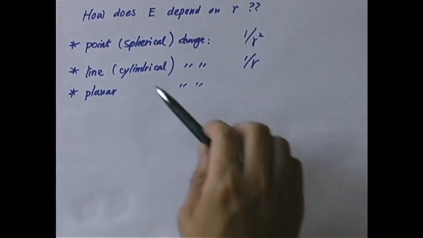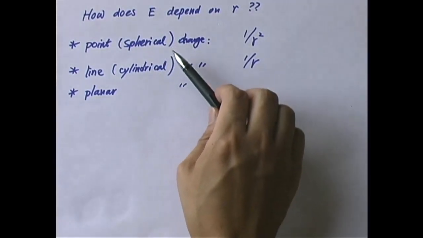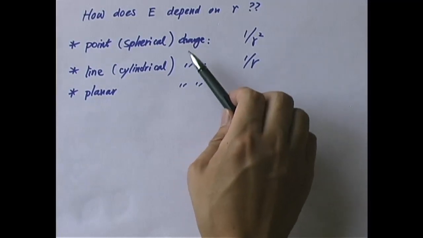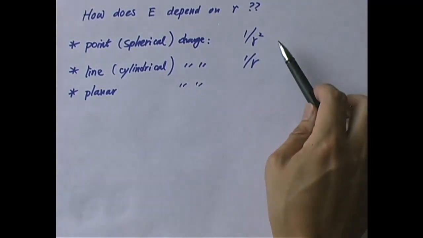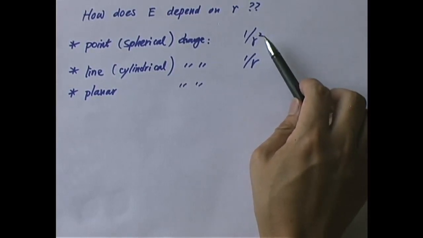Well, think about it. If it's a point charge or a finite uniform sphere, then as you move away from it, the source looks smaller and smaller and smaller, right? So it should get weaker and weaker and weaker. So that's how it depends on r. It gets weaker by 1 over r squared.